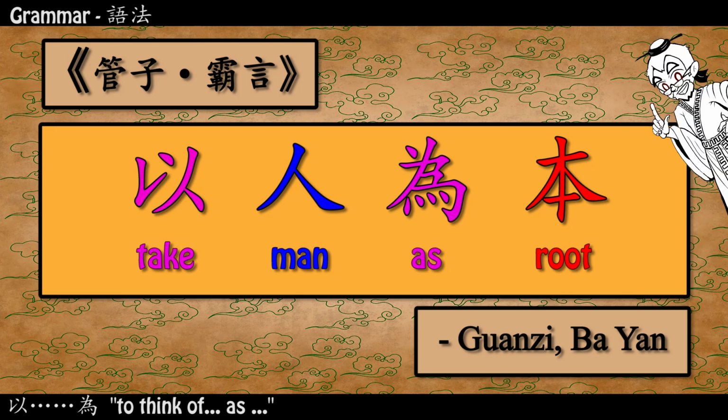Why yes, we are getting ever closer to working with real classical texts. 以人为本. Word for word, take man as root. Again, this reading makes very little sense. The larger context here is that a great ruler will make the people he governs the groundwork of his rule, thus to think of the common man as the groundwork of his country.